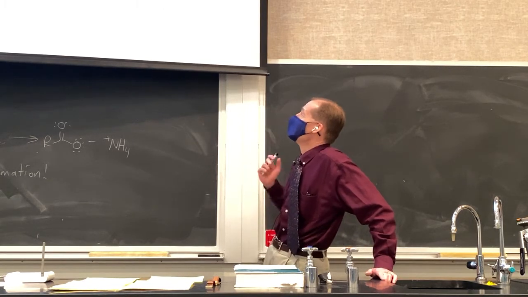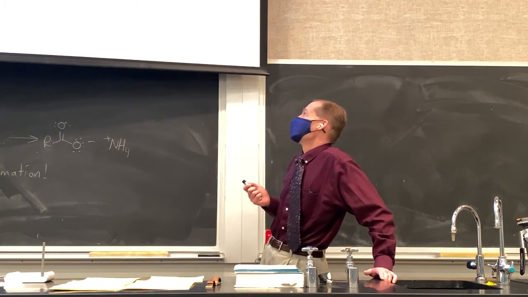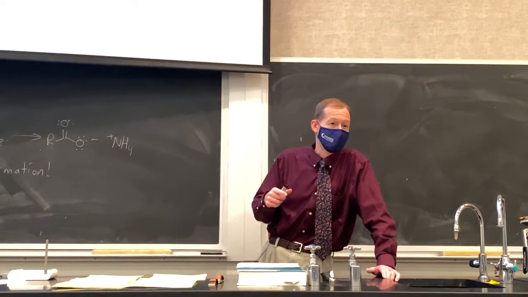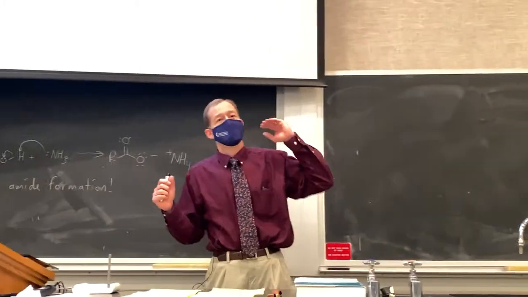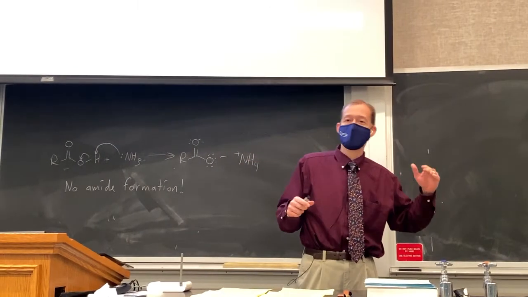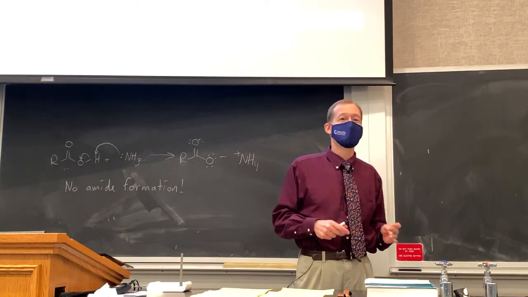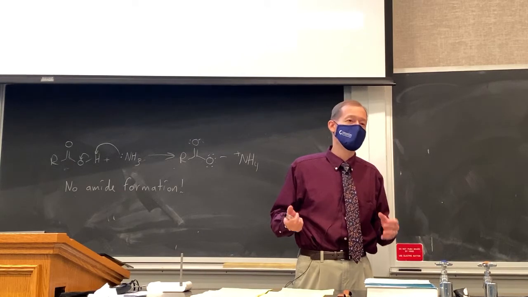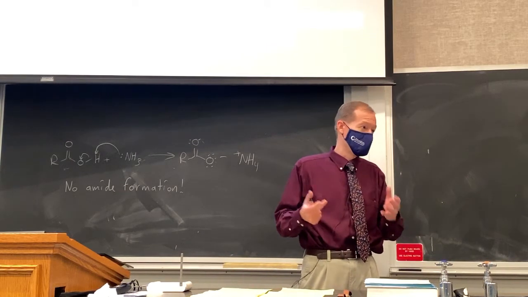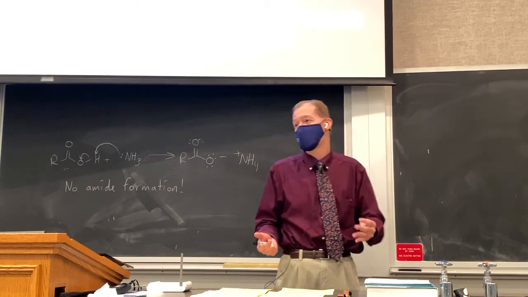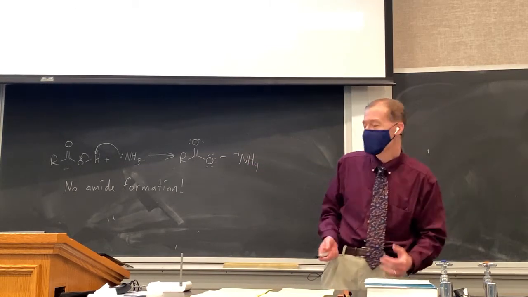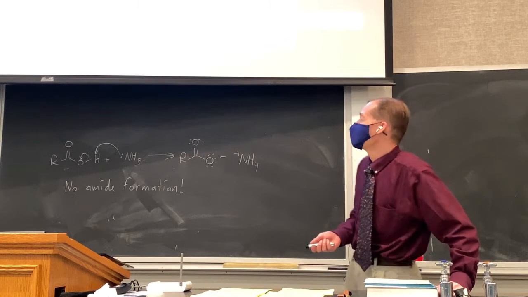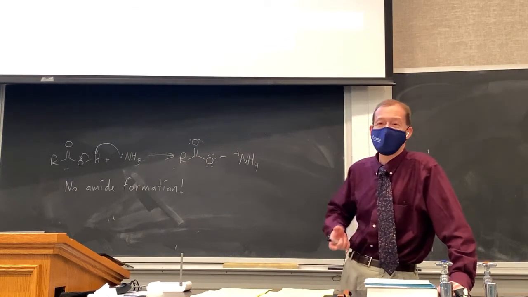Now let's look at how we would convert a carboxylic acid into an acid chloride. Acid chlorides are our most reactive, our least stable carboxylic acid derivatives, so we cannot convert any of the other derivatives into an acid chloride. The only way to make an acid chloride is to start with a carboxylic acid. What we do is react the carboxylic acid with thionyl chloride.